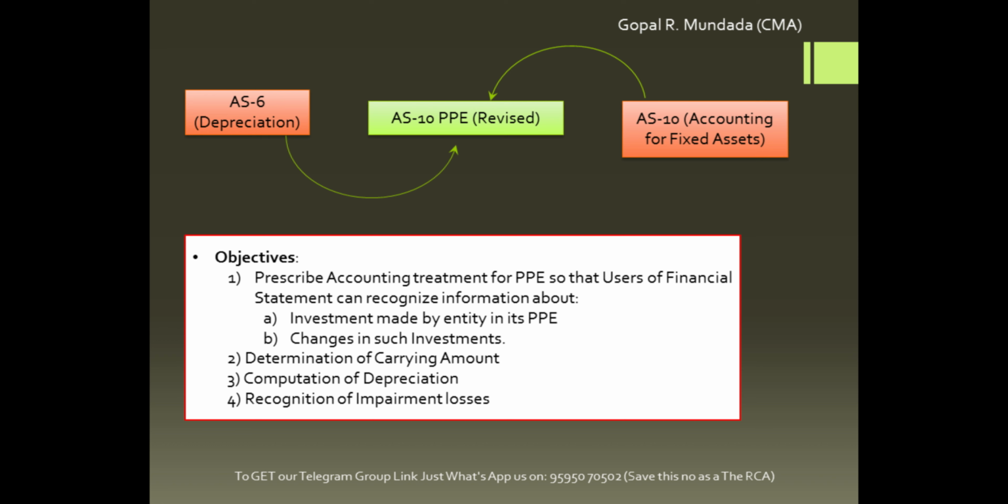Next and last objective is recognition of impairment loss. This is a new concept. Basically this concept comes from the Indian Accounting Standards. So guys, provision for impairment losses is also provided in this Accounting Standard 10.